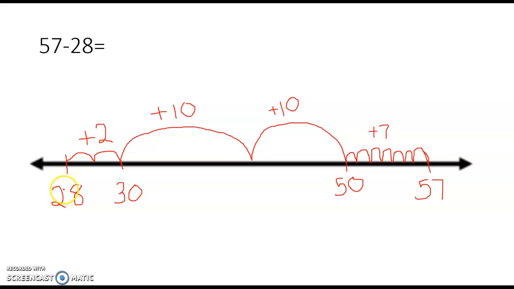All right, so I've jumped from 28 to 57. All of this is what's in between. All of this is my difference. So now I just need to add everything that I jumped, add it all together.